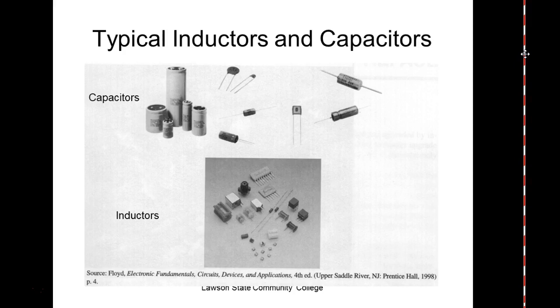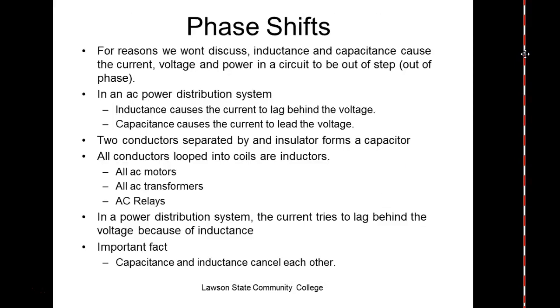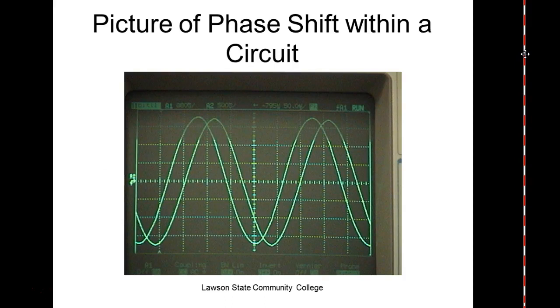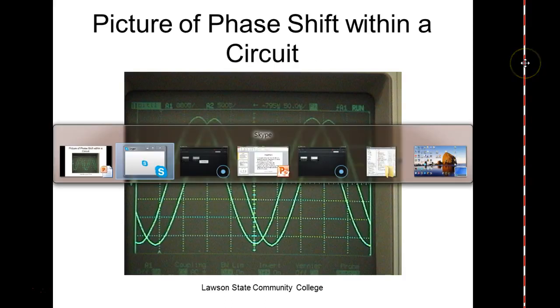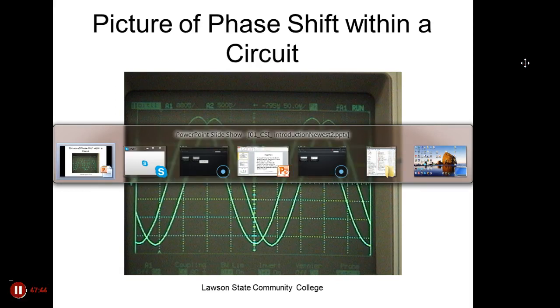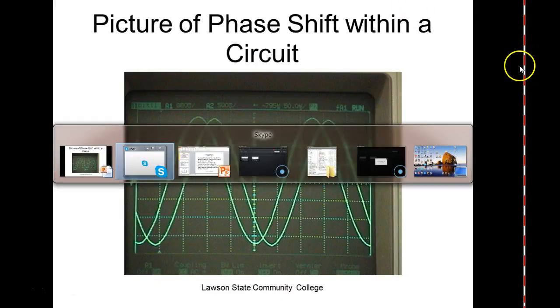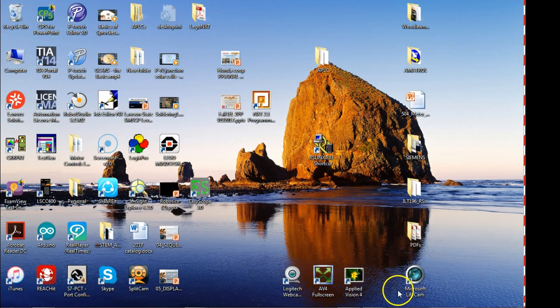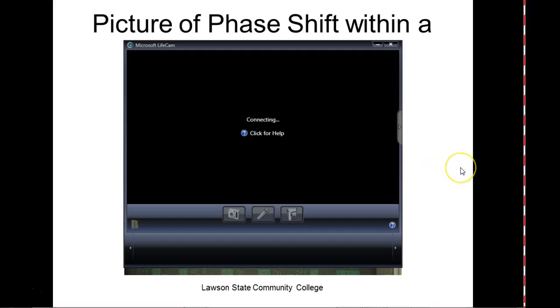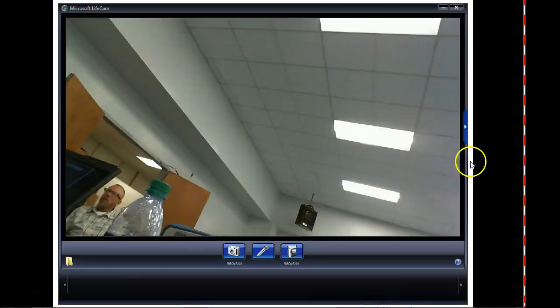So these are capacitors. Now, what's neat about these devices is they create phase shifts. So I have a capacitor here. It's a variable capacitor, by the way. Did I bring my camera up? No. Look at that. So I thought I did. Where's my camera? So this is a capacitor.